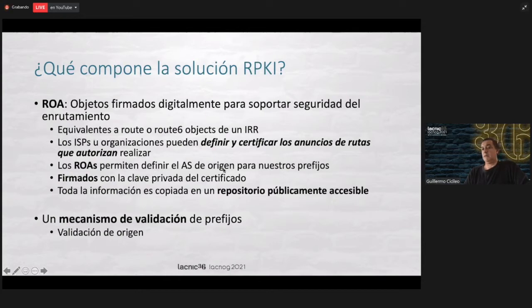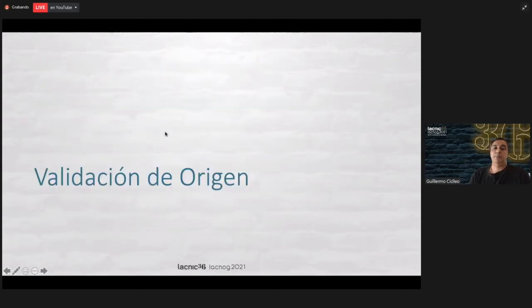All this information is copied into a publicly accessible repository so that organizations may download it, and RPKI defines a validation mechanism. This validation mechanism is a standard, different from the IRRs, where there are forms of using the IRRs that are not established, but there is software that you can use. This is a part of this mechanism. So that is the part that I had to talk about, and now Erika will tell you about the validation of origin.